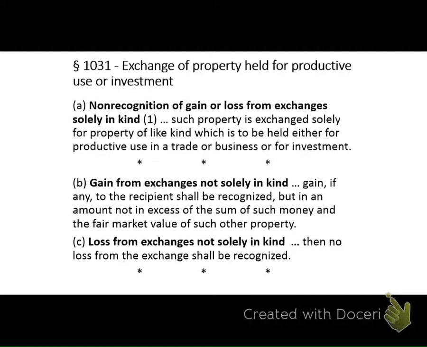So that extra $200,000 in cash or property, we call that boot. So that's boot that we add on. So we have like-kind property, and then any non-like-kind property in the transaction is boot. So boot doesn't get that non-recognition provision.